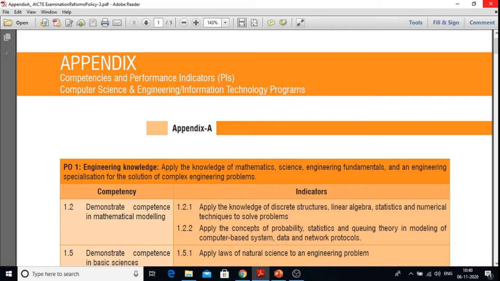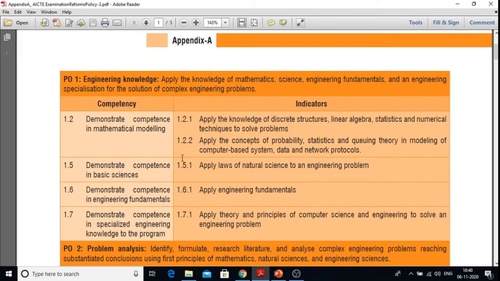In this document, you can see for all the 12 POs, the list of competencies and the list of indicators are stated. For example, if you take PO1, engineering knowledge, there are 4 competencies, and for the 4 competencies, on the right hand side, you can see the corresponding indicators.